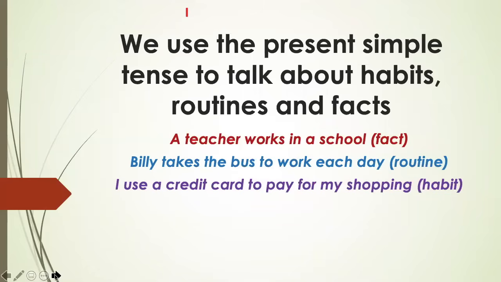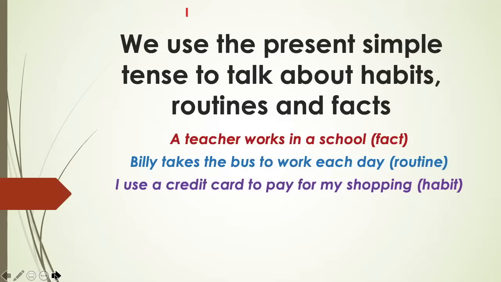Okay, so we use the present simple tense to talk about habits, routines and facts, and we've got some examples here. A teacher works in a school, that's a fact. Billy takes the bus to work each day, that's part of Billy's routine. I use a credit card to pay for my shopping. That's a habit. It's something I do regularly. Okay, it's not a routine, it's a habit. Okay, now these sentences are all in the present simple tense.